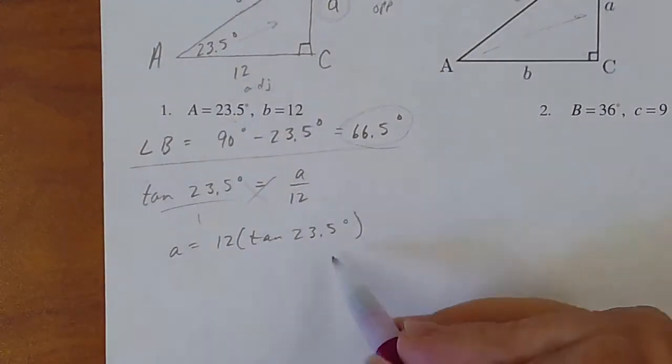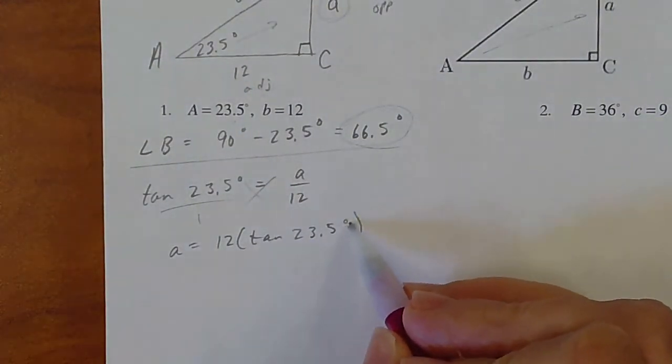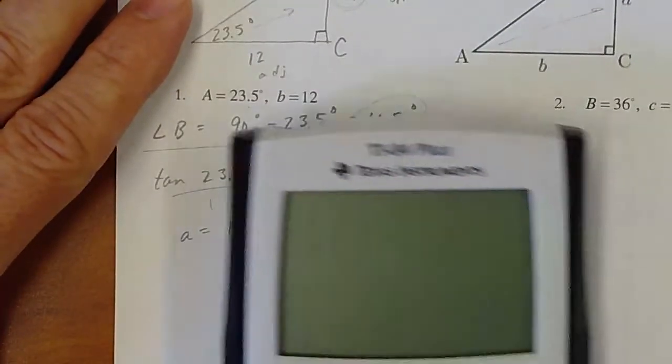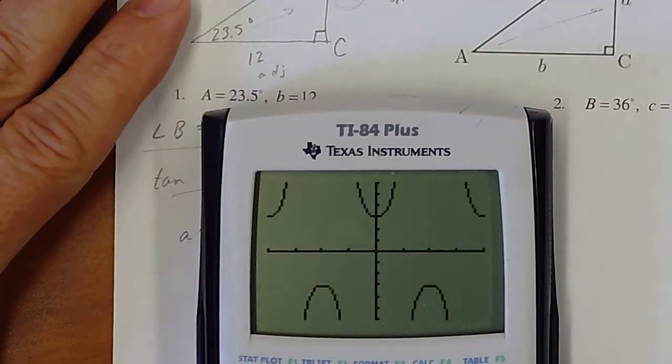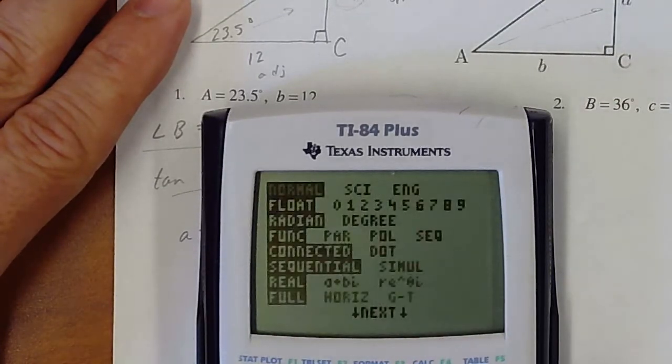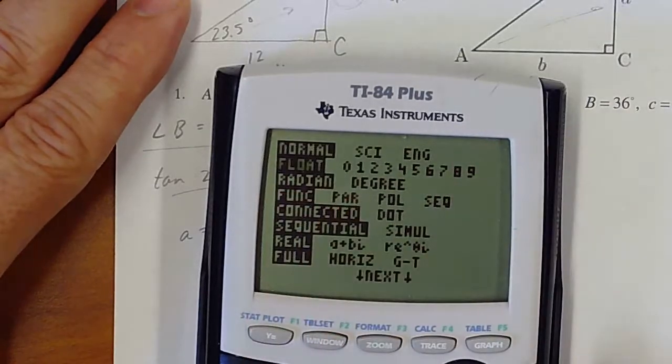Now, I just said the words 23.5 degrees. We have to make sure we're not in radians mode, and we are sometimes in these calculators from our graphs, which here's an example of a graph that's in radians mode. So you got to go back to mode and get back in degrees.